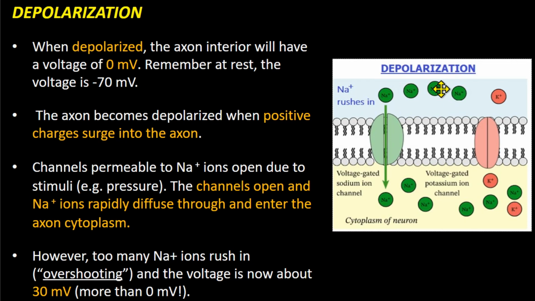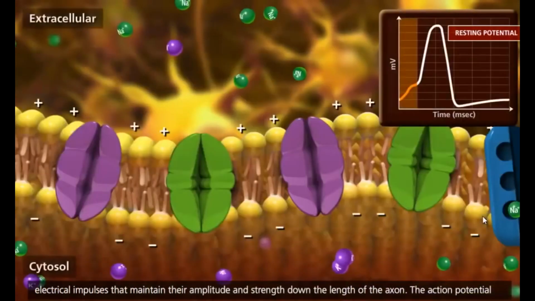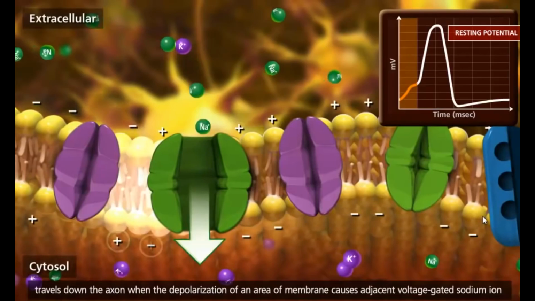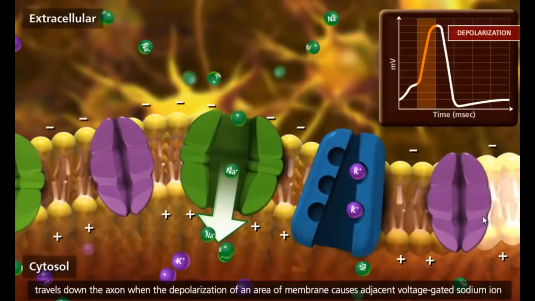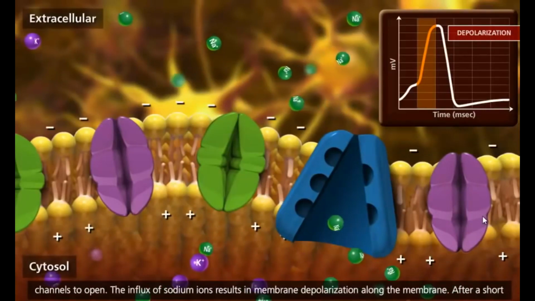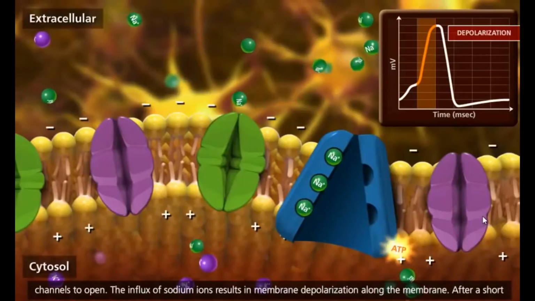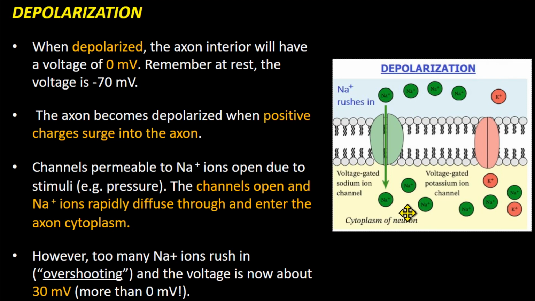Now imagine that this axon is near your skin and somebody was to touch your skin. That would be applying pressure to the skin. So a lot of these channels are voltage gated or mechanically gated, which means that they open due to a stimulus. Channels permeable to sodium ions open due to stimuli such as pressure. So the channels will open and these sodium ions would rapidly diffuse through and enter the axon cytoplasm. This would neutralize these negative charges and inside here would become neutral. It would become 0 millivolts and that would be depolarized because previously it was polarized.